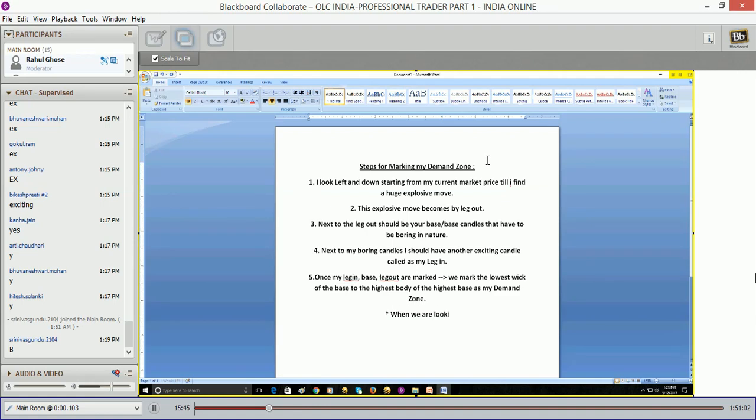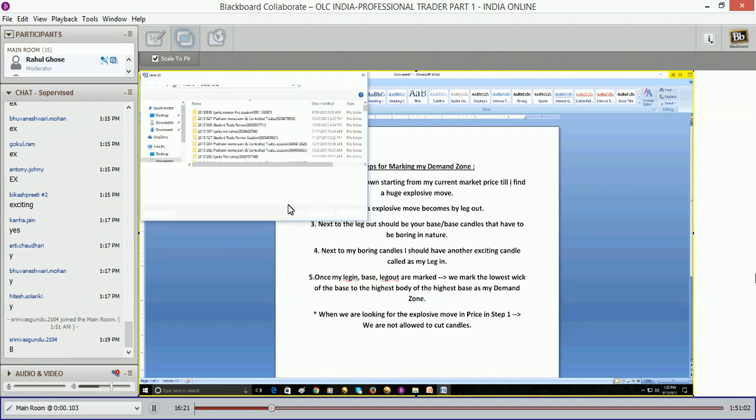Please note in Strix, when we are looking for the explosive move in price in step 1, we are not allowed to cut candles. Now let me explain this. Let me save this as steps for marking zones.